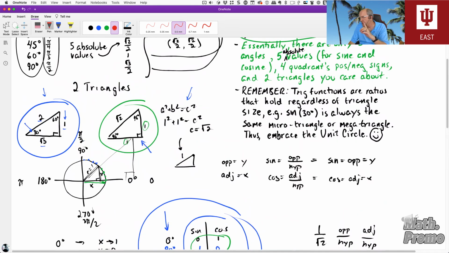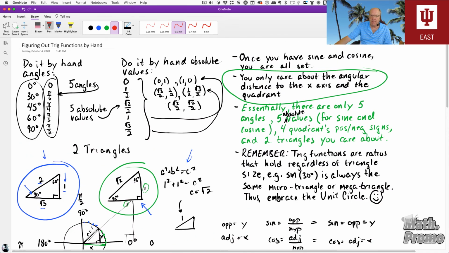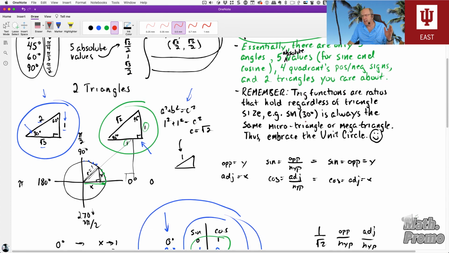Let's focus on the summary. There are only 5 angles you care about, and there are 5 absolute values for sine and cosine. After that, and of course the 2 triangles you care about, you're just figuring out what's the value for sine, what's the value for cosine, absolute value, and then what's their sign with the quadrants. And folks, if I can say it over and over and over again, don't hesitate to draw things out. Draw the triangle. Somebody gives you one of these problems, draw the triangles.